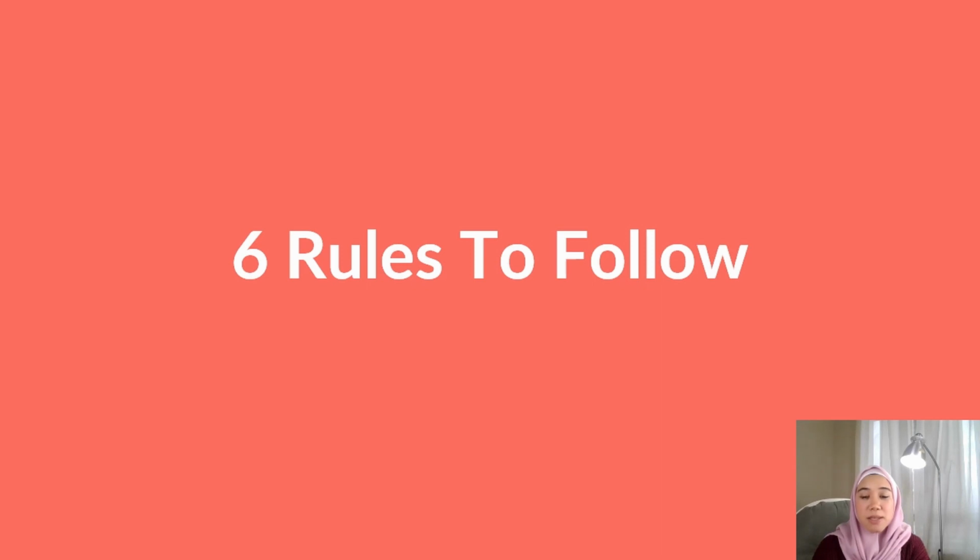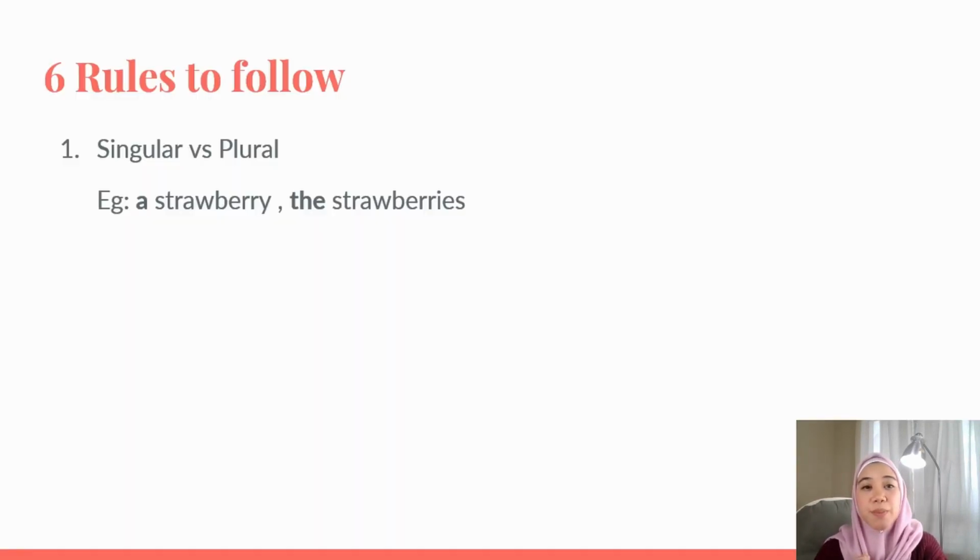So here are the 6 rules to follow. If you follow all these rules, you will not have any trouble in using a, an and the anymore. Rule number 1, singular versus plural. Basically, singular means one, plural means more than one.